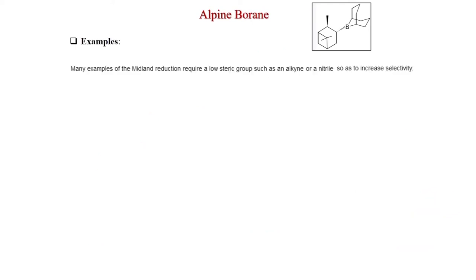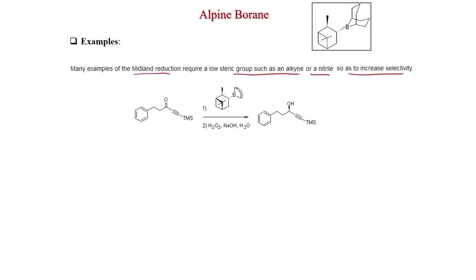Many examples of the Midland reduction require a low steric group such as an alkyne or a nitrile so as to increase selectivity. Like this, here the alkyne we have drawn on the right side, so the alcohol is like this and this is the Alpine borane, followed by quenching with H2O2, NaOH, water you get this alcohol. And this is the alkyne group, a TMS alkyne group is present here.